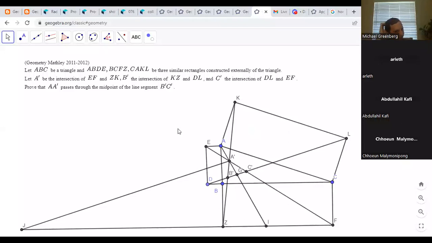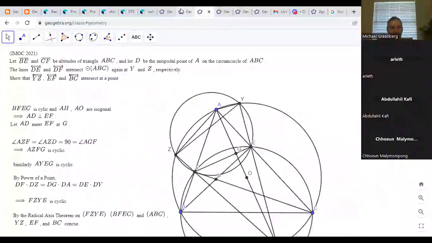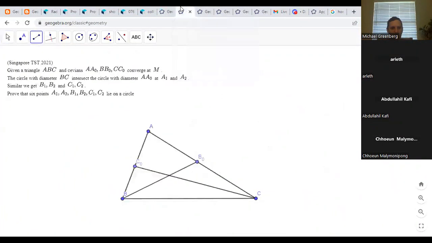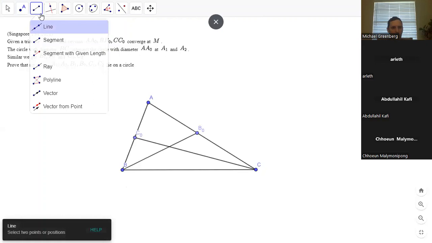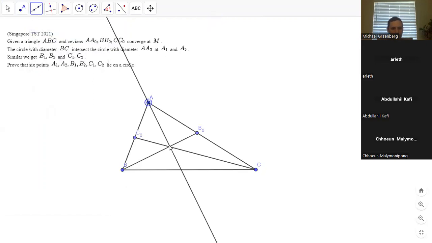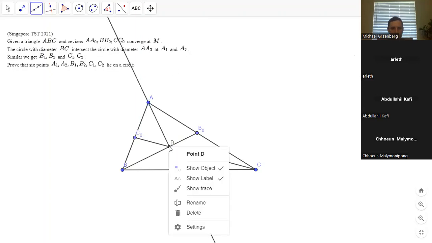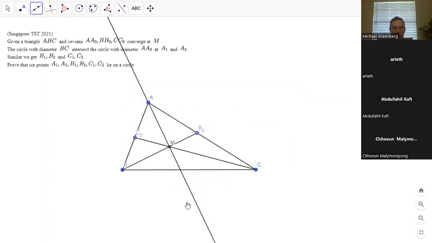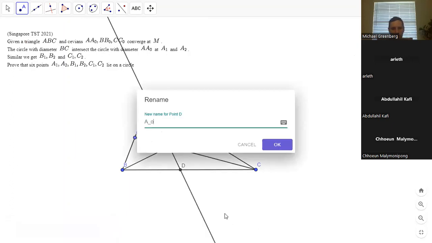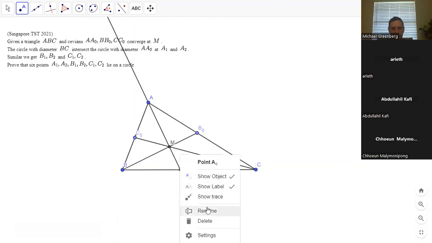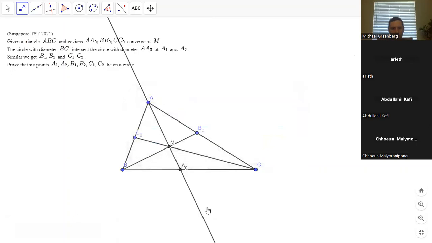This was the one we ended on last time, which I really like. Let's try an easier one first. So let's try this one. Maybe this one isn't as hard as it looks. So these converge at a point M, or concur at M, and this is A naught. Okay.